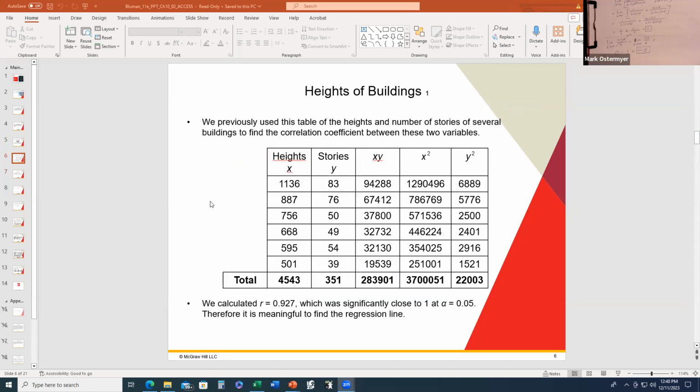Here's an example to breathe life into all this. We previously used this table of the heights and the number of stories of several buildings. Do you remember that example? That was a little ways back, but that was last week.